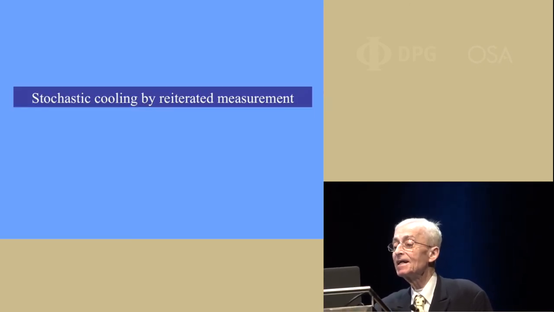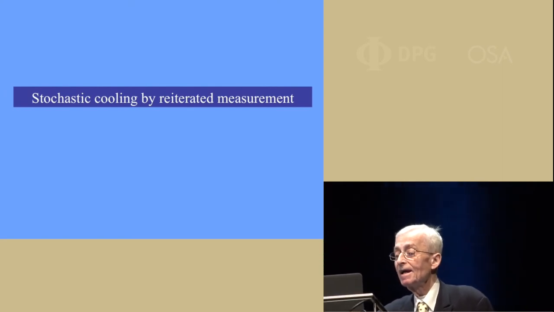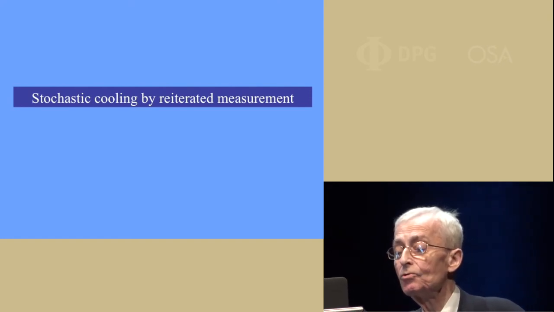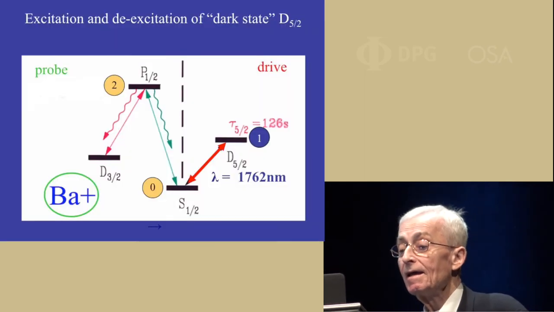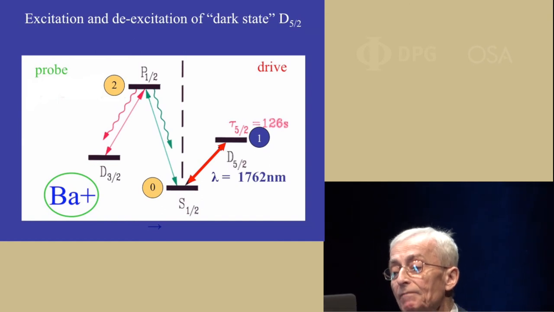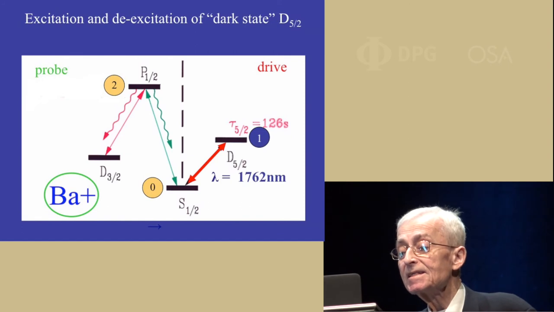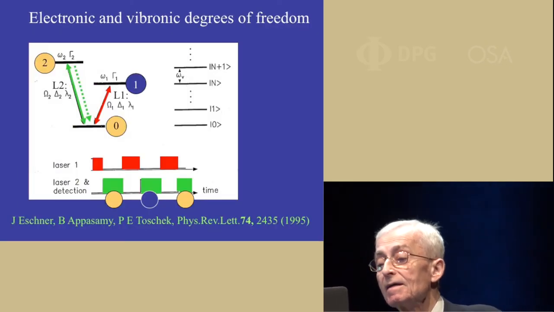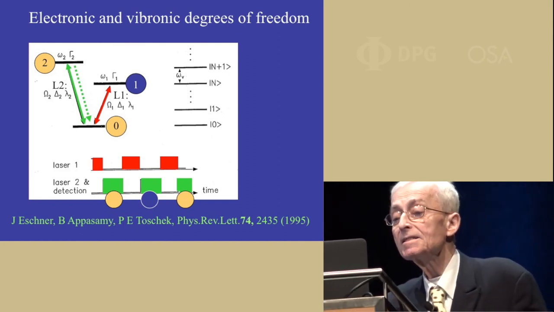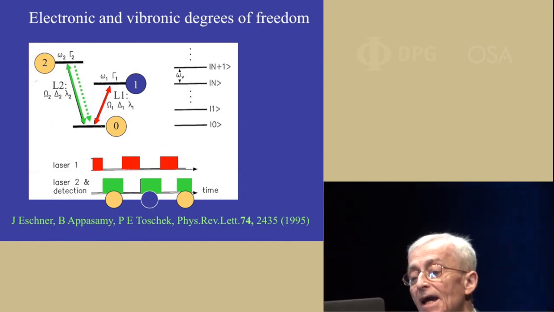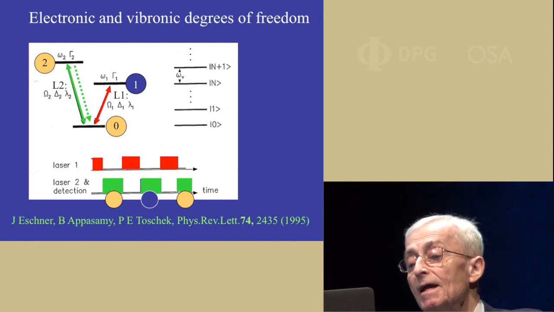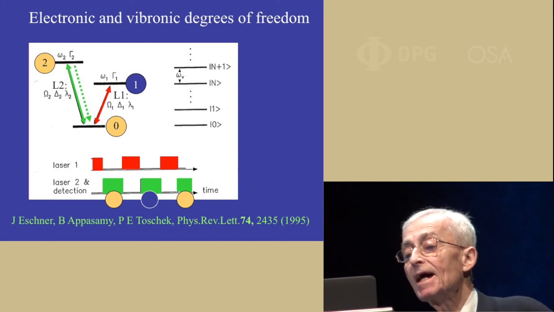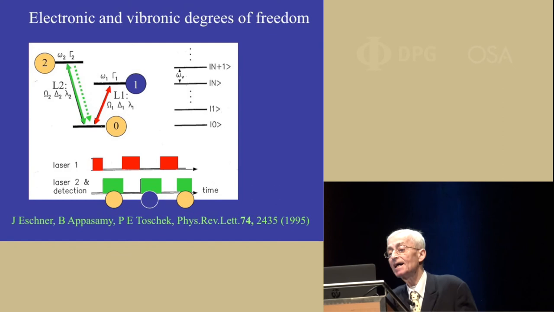The excitation and de-excitation of the dark state can give rise to a different variant of cooling, which we have called stochastic cooling. The requirement is to have two lasers in a three-level system, and an alternating pulse of red and green light. This is a driving line, and this is the line used for excitation of fluorescence and detection. You can detect when fluorescence is observed, we know that the ion has been in the ground state, and when no fluorescence is observed, it is in the electronically excited state here.